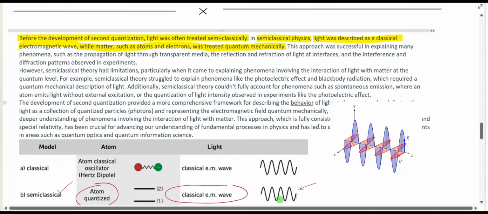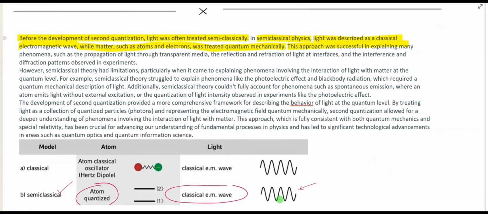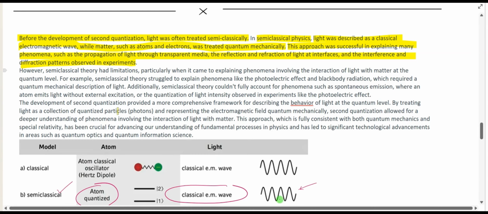Now, this approach was successful in explaining many phenomena such as the propagation of light through transparent media, the reflection and refraction of light at interfaces, and the interference and diffraction patterns which were observed in experiments in those times. However, semi-classical theory had its own limitations, particularly when it came to explaining phenomena involving the interaction of light with matter at the quantum level.